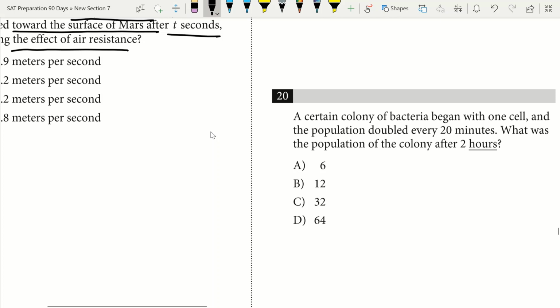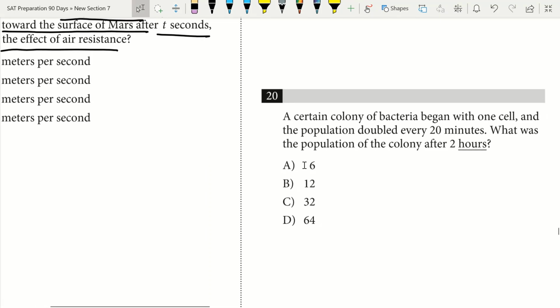All right, question 20. A certain colony of bacteria began with one cell and the population doubled every 20 minutes. What was the population of the colony after 2 hours? All right, this is an exponential growth problem. Okay, so we know that we're beginning with one cell, so our initial value is 1. We know that we are doubling every 20 minutes, for 2 hours.